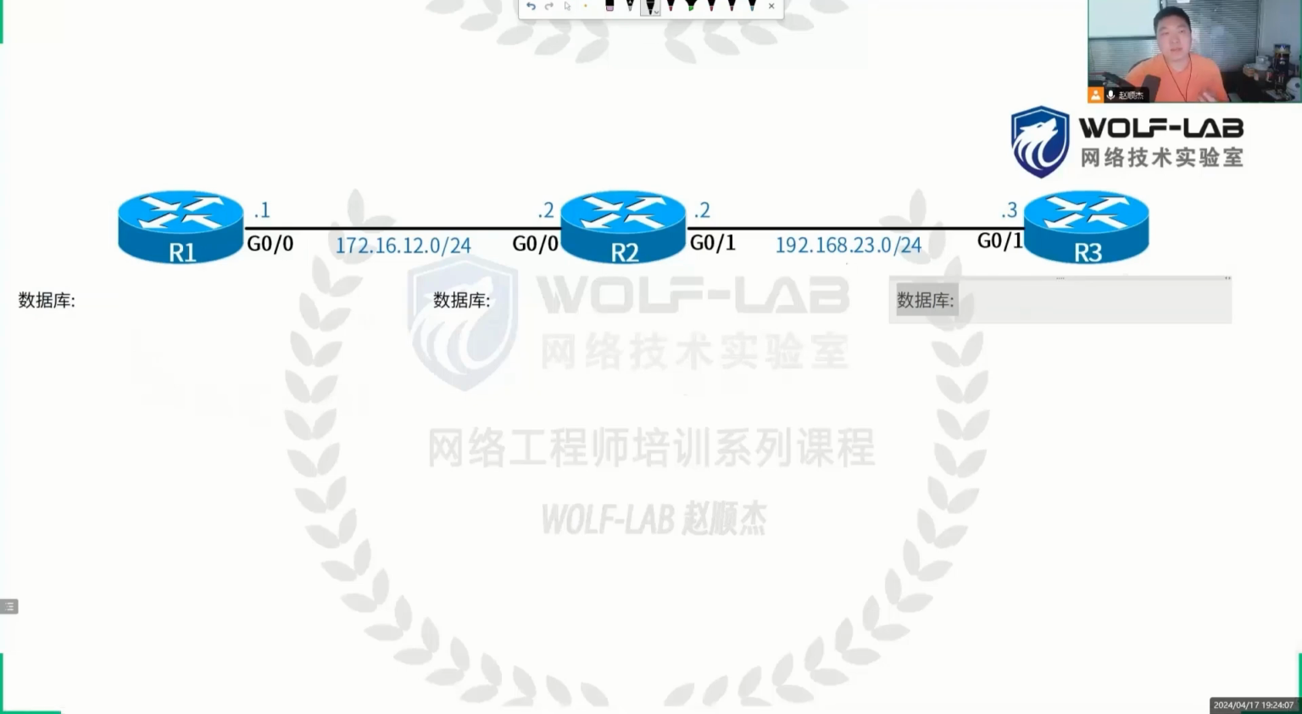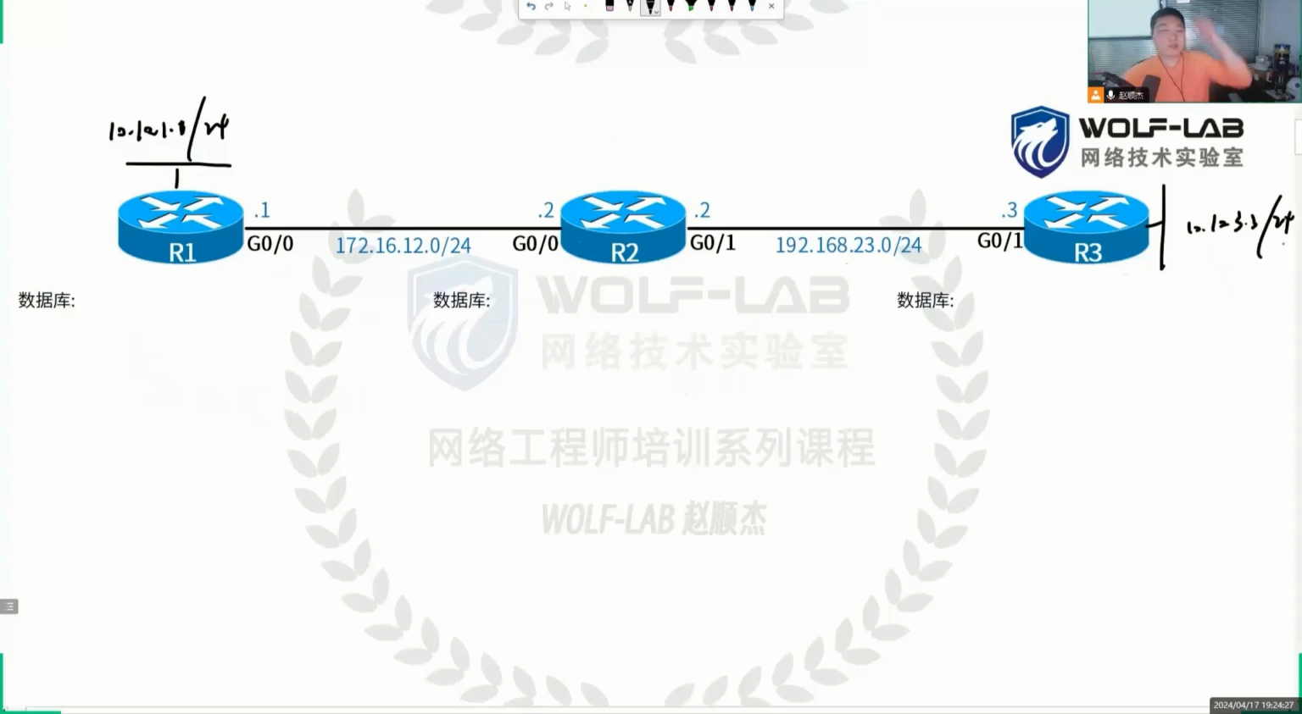assume R1 on this side also has a loopback 0 interface address, for example 10.1.1.1/24. This is an IPv4 address. For R3, let's assume there's another, which is 10.3.3.3/24. Both devices have a loopback 0 interface, a virtual interface we use for testing, for forming neighbor relationships. Suppose on R1 we run a distance vector dynamic routing protocol.